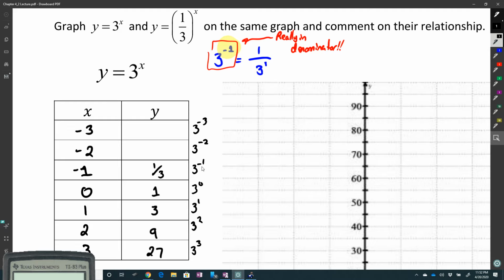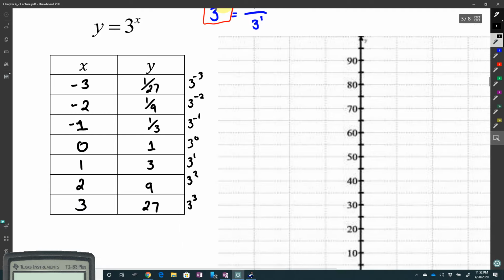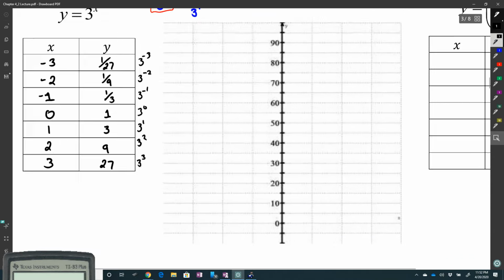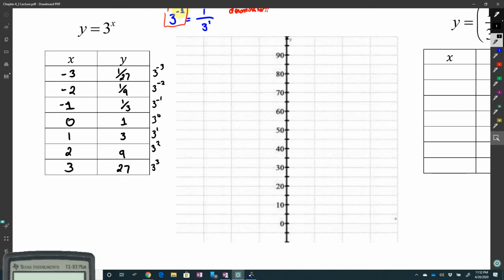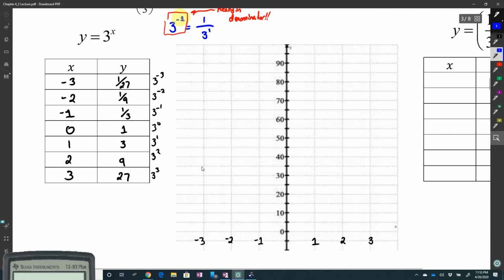3 to the negative 2, well, 3 squared is 9, but it just means that the 9 is really in the denominator, 1/9. This is 1 over 27. Okay, so let's go ahead and plot that and see what we get. So here's 0. Let's say this is 1, 2, 3, negative 1, negative 2, negative 3. So let's start at 0 again. If it's at 0, the answer is 1. That's going to be right there.